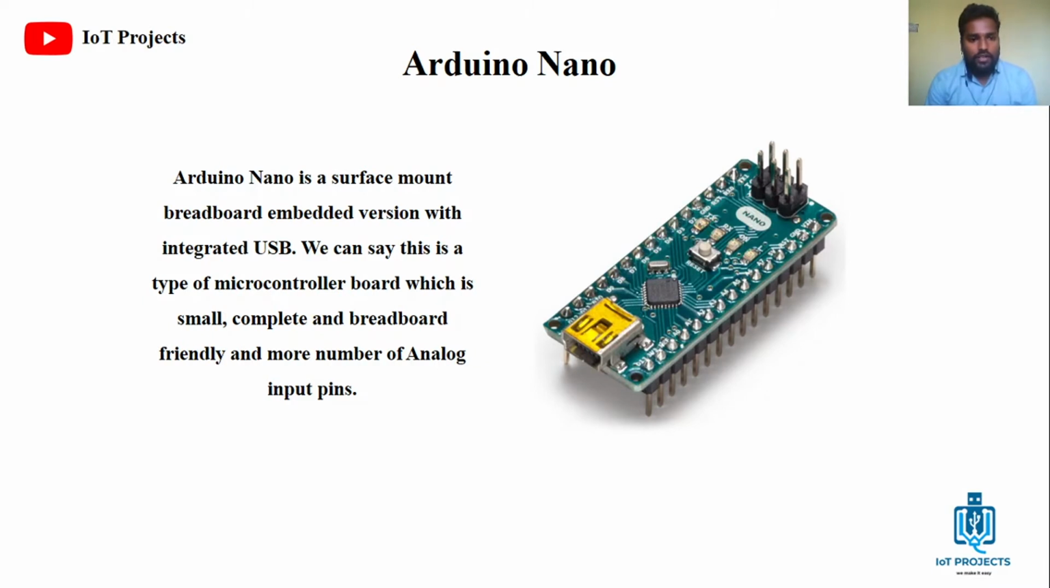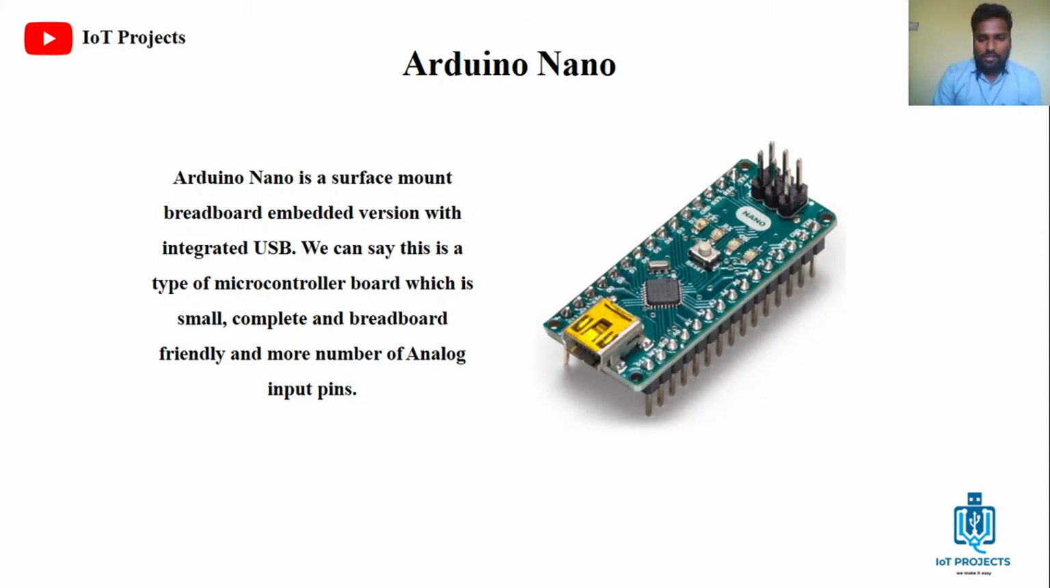Now coming to the Arduino Nano. Arduino Nano is a surface mount breadboard embedded version with integrated USB. We can say this is a type of microcontroller board which is small, complete and breadboard friendly. Why are we saying it's breadboard friendly? Because this Arduino Nano can be easily fixed on our breadboard. As you can see in this figure, the pins of the Nano are on the downside, on these two sides, so it can be easily fixed on a breadboard. That's why we say it's breadboard friendly.